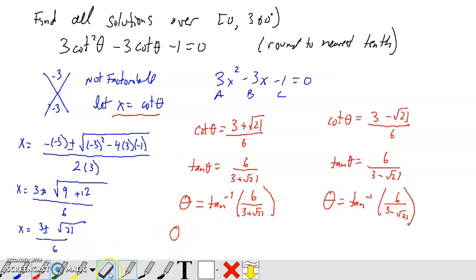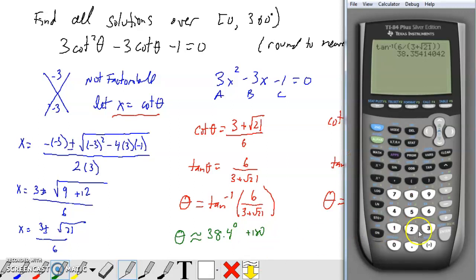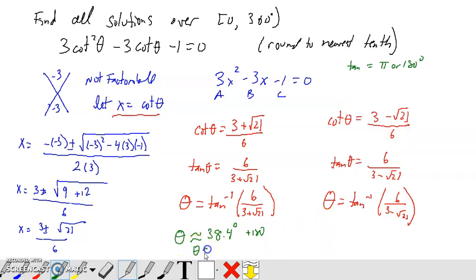So this is about 38.4 degrees. Okay, what do we know about tangent? Tangent's period is the length of pi, or 180. So all I have to do is add another 180. So if I add 180 to this, I'm going to get 218.4. So I get my second answer. So I get 2 answers: 38.4 degrees and 218.4 degrees. So there are my 2 answers right there.